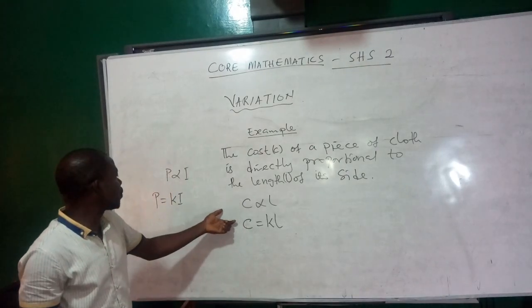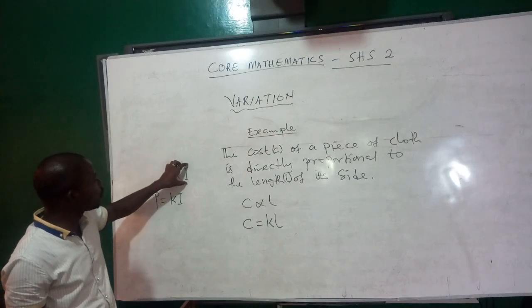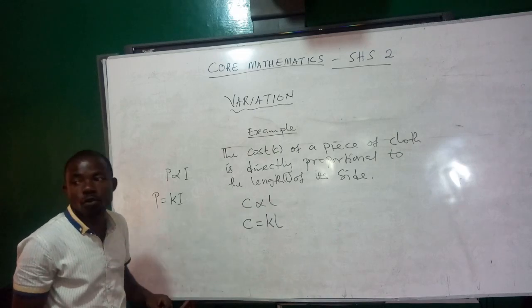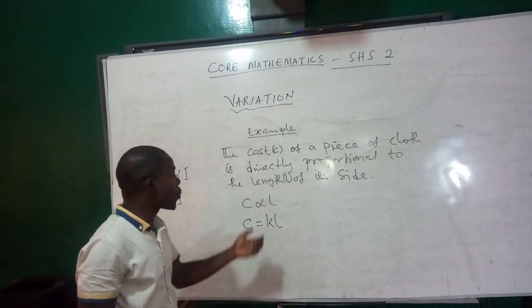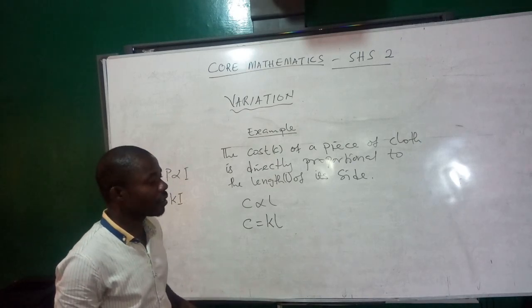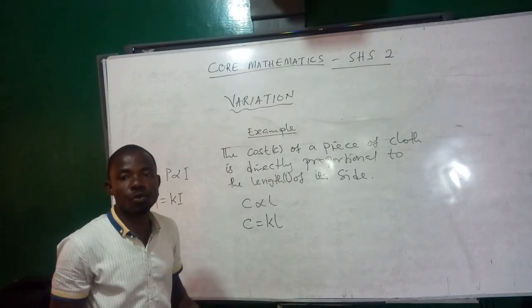We've written two examples here. The first one is the principal and the interest, and this is the cost and the length. So we will give you one to write for us to see, or for me to see if you've actually understood what we are looking at.